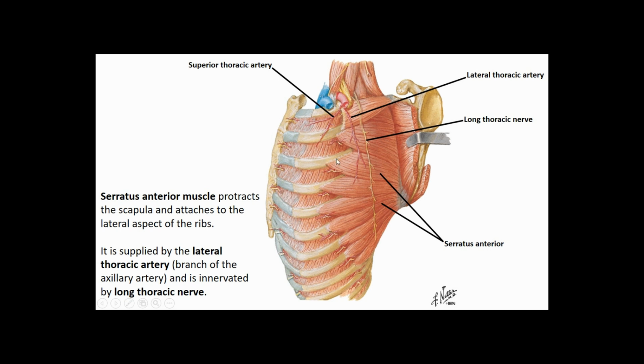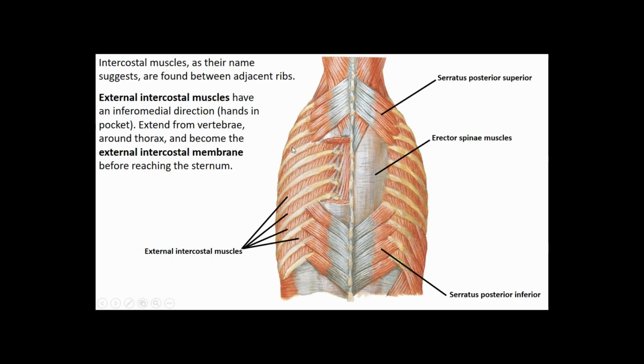So let's talk a little bit about these intercostal muscles. They're located between the ribs, and thankfully, sensibly, on the outside we have the external intercostal muscle. We can see that its fibers are traveling in an inferior medial direction, and as it reaches closer and closer to the sternum, it actually gives off a fibrous membrane, the external costal membrane, that actually makes it to the sternum.